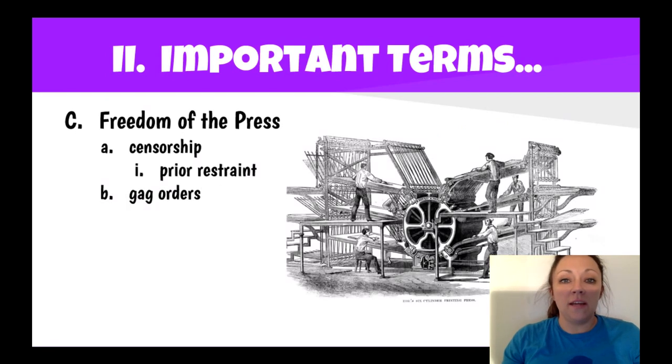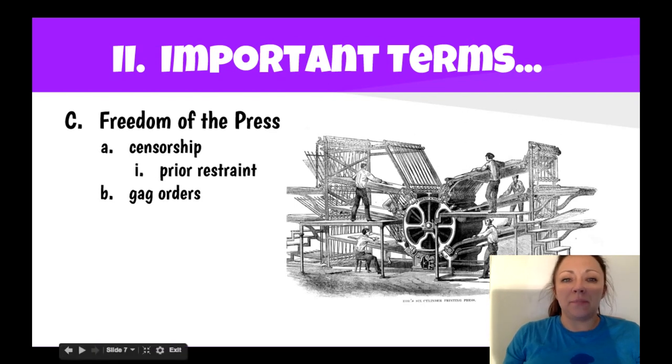And moving on then to freedom of the press. Freedom of the press is extremely important, as we have seen in the All the President's Men movie. Two terms I want you to know about this: censorship and prior restraint. They basically go together. You've heard censorship before, that idea that certain things shouldn't be published because they are sensitive national security issues, or maybe they're just inappropriate or something like that.